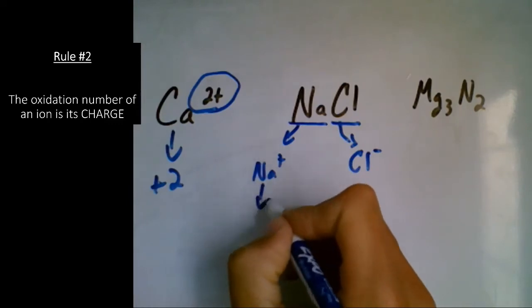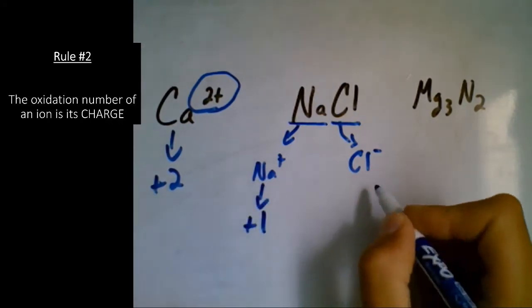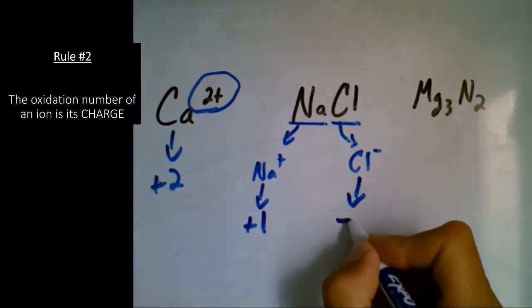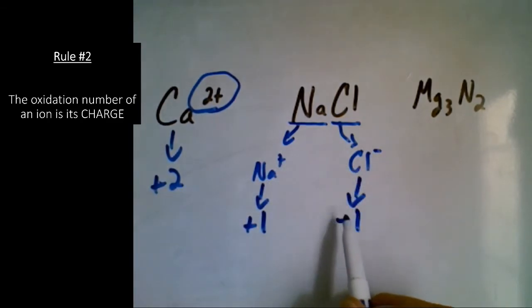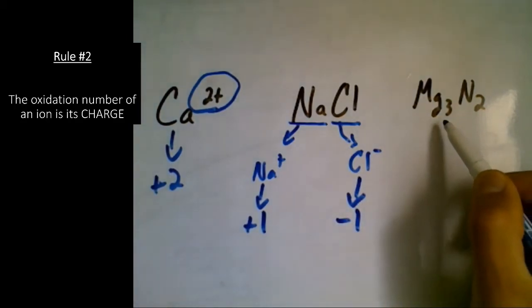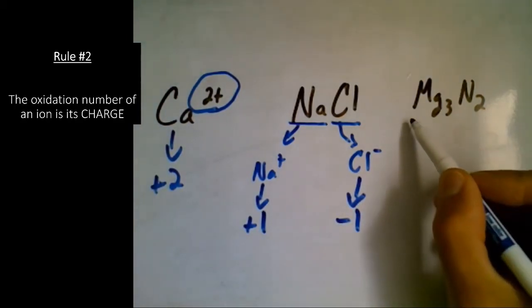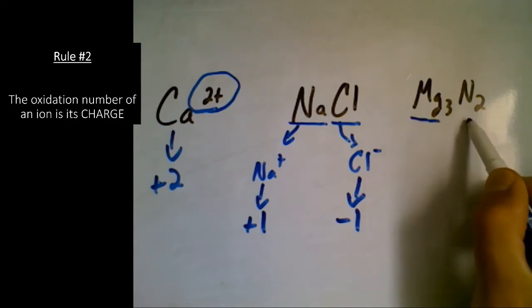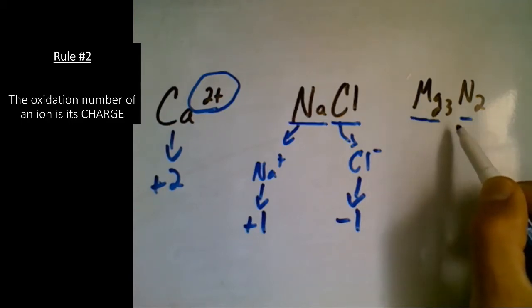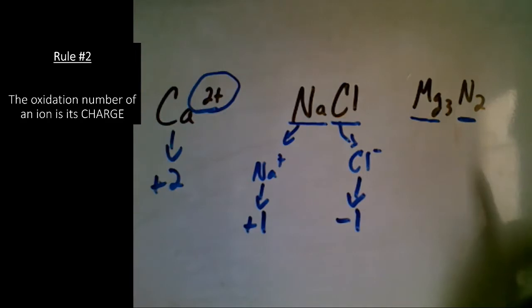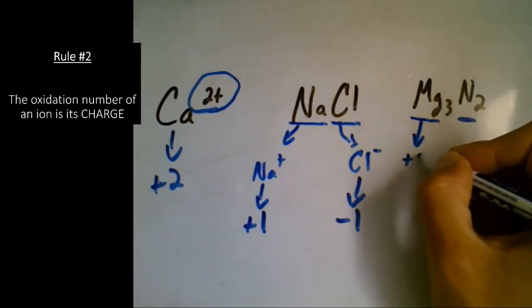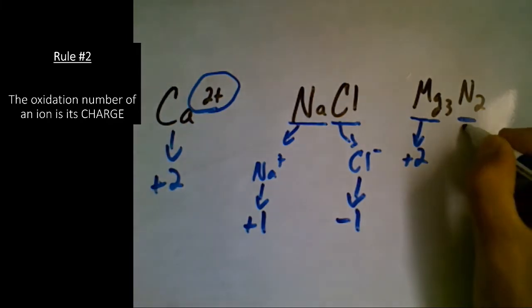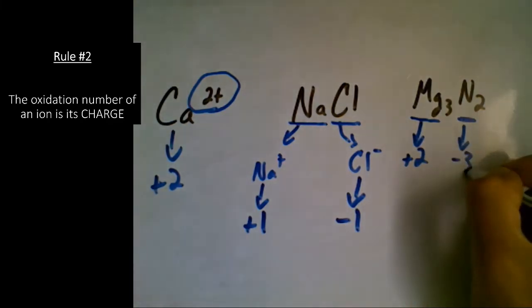And since the oxidation number is just the charge, it means that the oxidation number of sodium is +1, and the oxidation number of chlorine is -1. If we take a look at this substance, Mg3N2, you can all of a sudden recognize it's the same. It's a metal, magnesium, bonded to a nonmetal, nitrogen. So we can just use the charge of each of these substances to find the oxidation number.